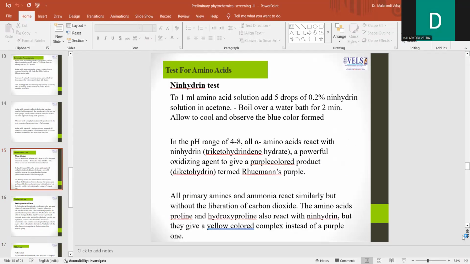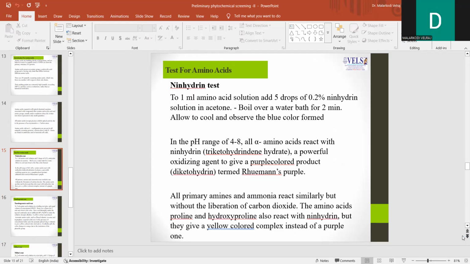Tests for amino acids. First test, Ninhydrin test. To about 1 ml of amino acid solution, add 5 drops of 0.2% ninhydrin solution in acetone. Boil over a water bath for about 2 minutes. Allow to cool and observe for the blue color formed.